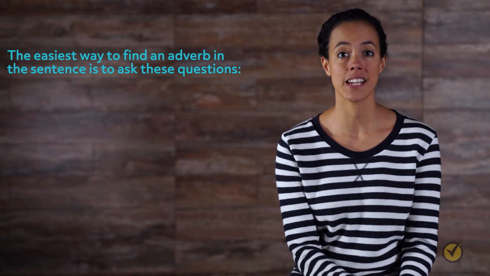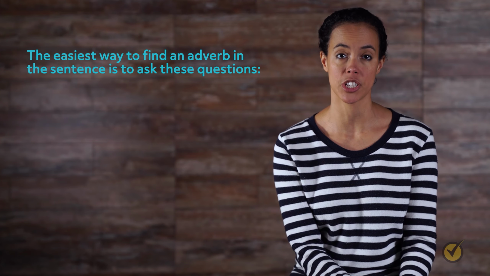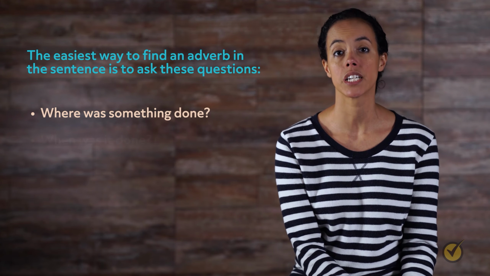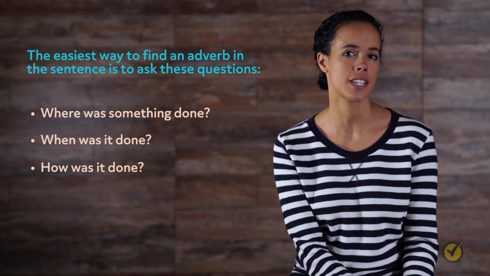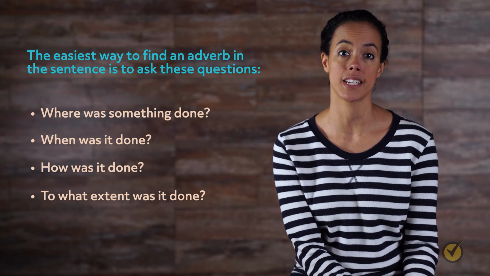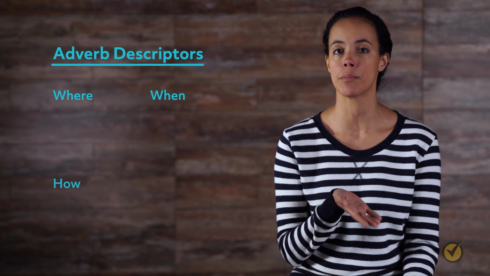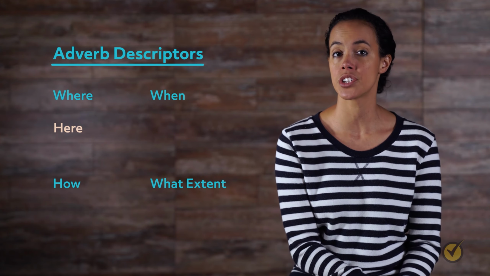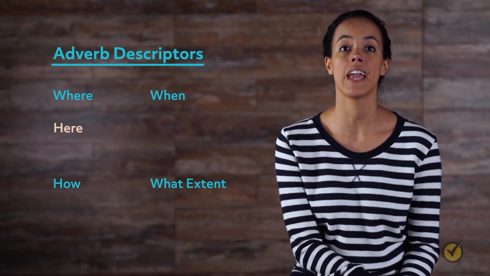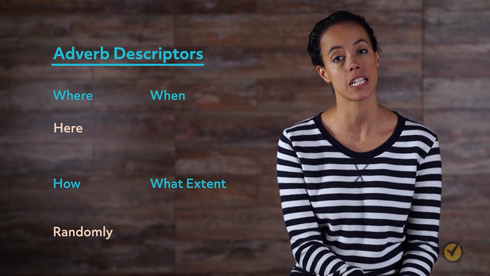The easiest way to find an adverb in a sentence is to ask these questions. Where was something done? When was it done? How was it done? And to what extent was it done? An adverb will always answer one of those questions. For example, the adverb here answers the question, where? And the adverb randomly answers the question, how?